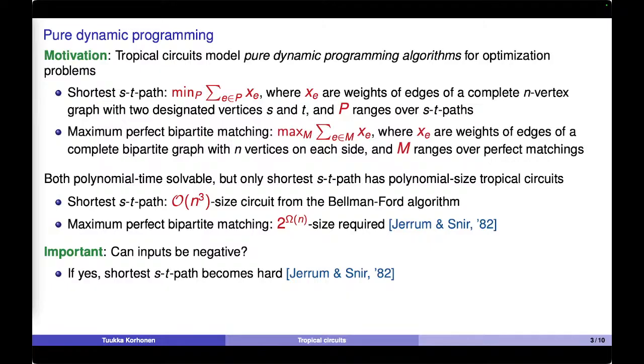When you define tropical circuits, you said you could either use a max or a min outside.